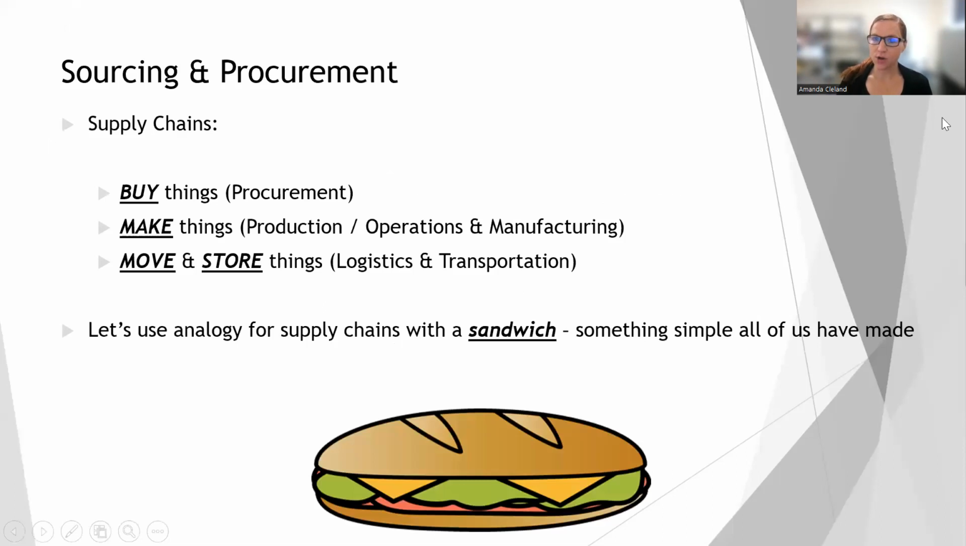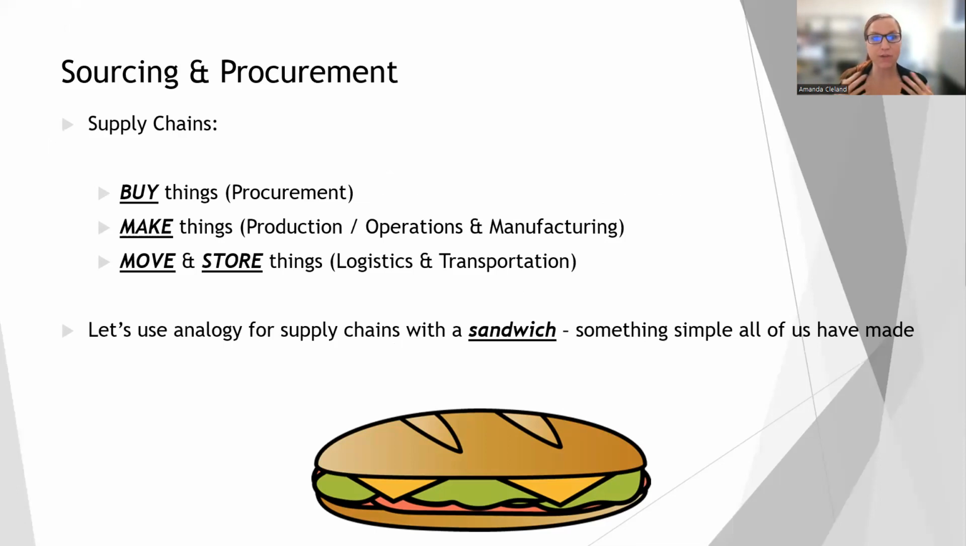So let's go back to the very beginning of class, the first day when we talked about the three big things that supply chains do. We buy things, procurement. We have to buy the raw materials to make our goods and services. This is what procurement is, sourcing and procurement.